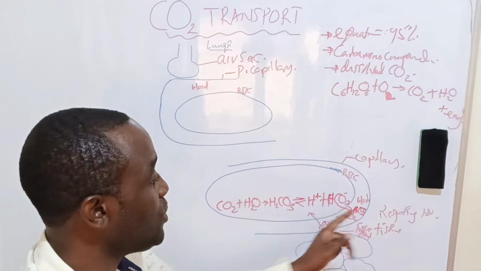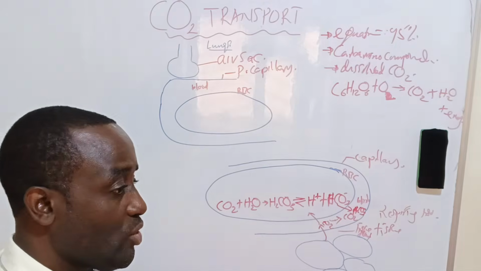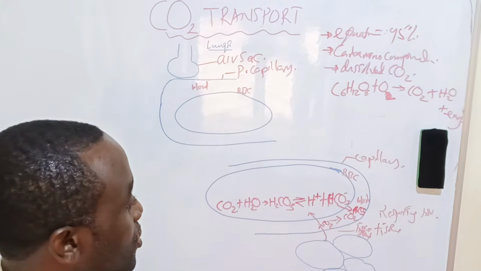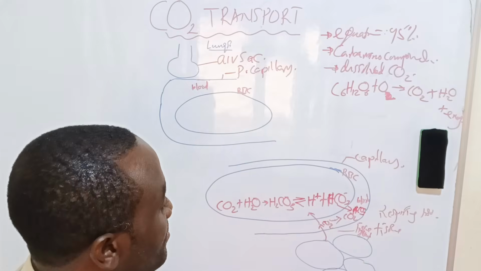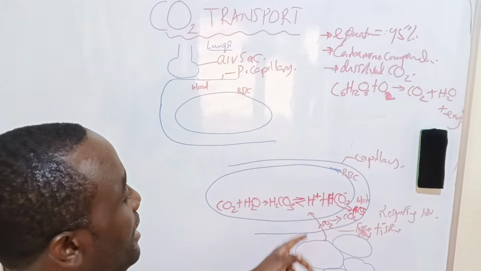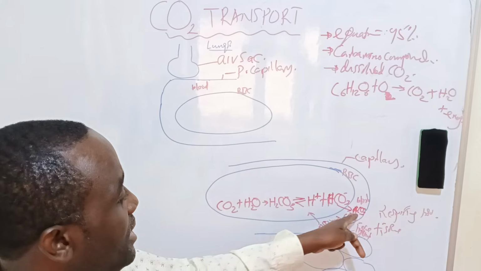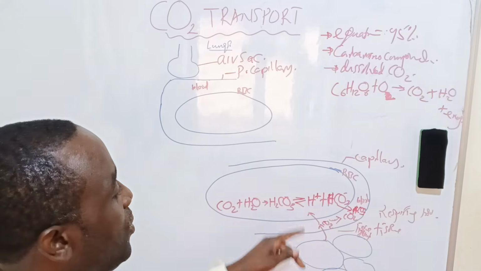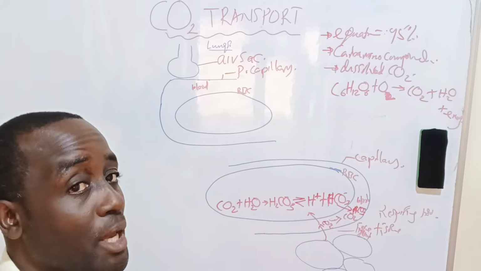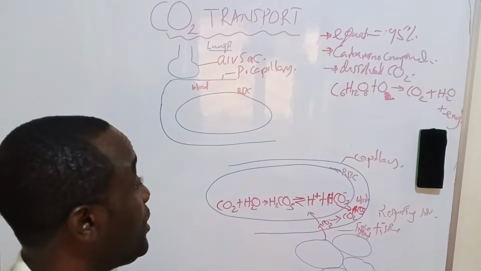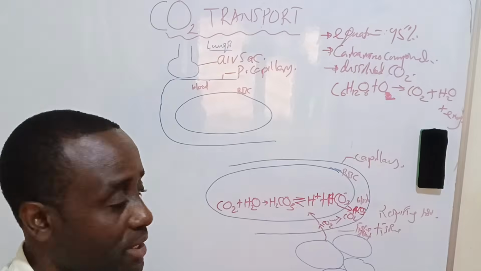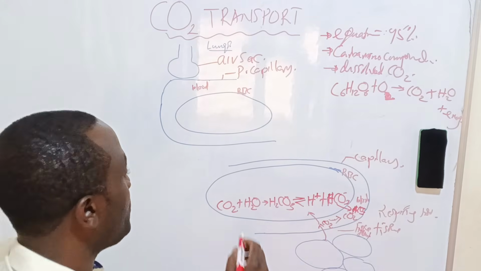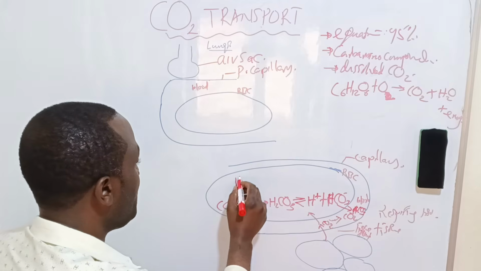Then bicarbonates have to diffuse out so that there is a concentration gradient that facilitates more dissociation of this acid here, because it struggles to maintain equilibrium. However, the exit of this acid creates a positively charged environment, because of the protons here, because in these red blood cells there is hemoglobin.